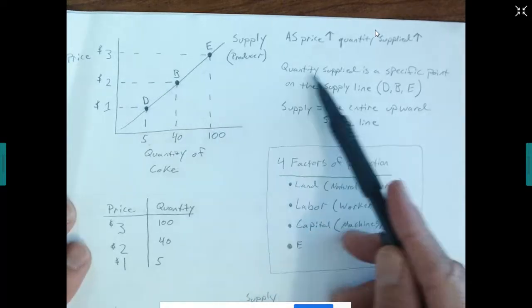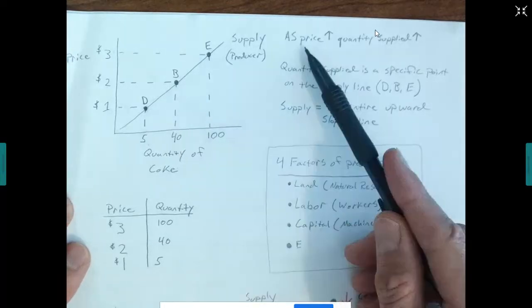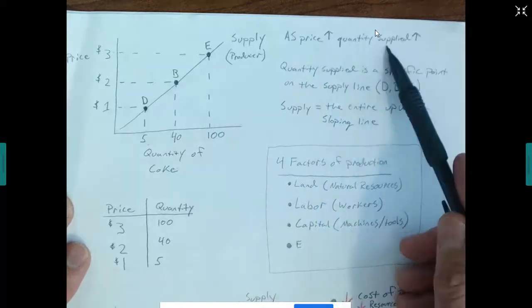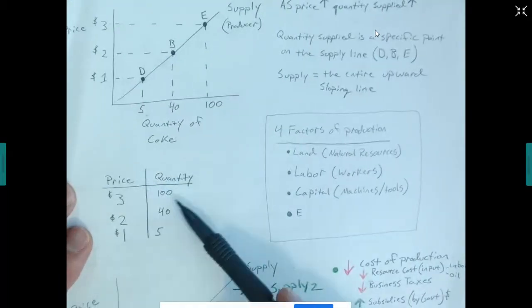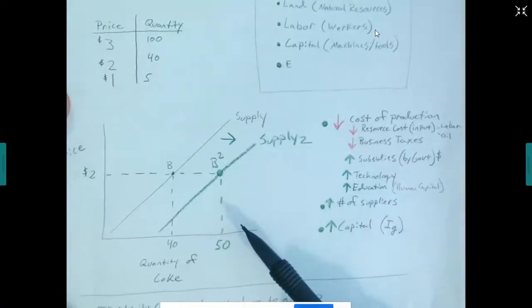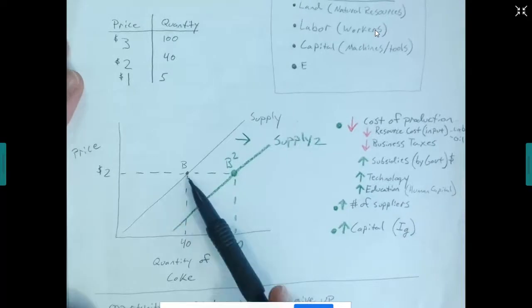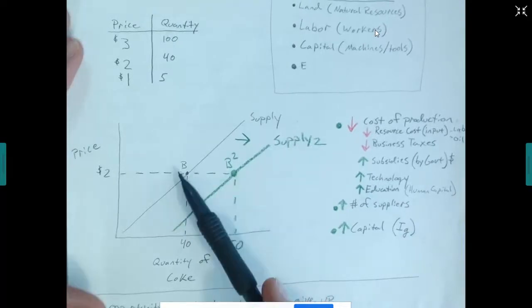Quantity supplied, again, is just a specific point on the supply curve. There's a direct relationship between price and quantity supplied. This is a supply schedule, which just gives you the data over here. Supply also has the ability to shift. This is an example of a rightward shift of supply, an increase.